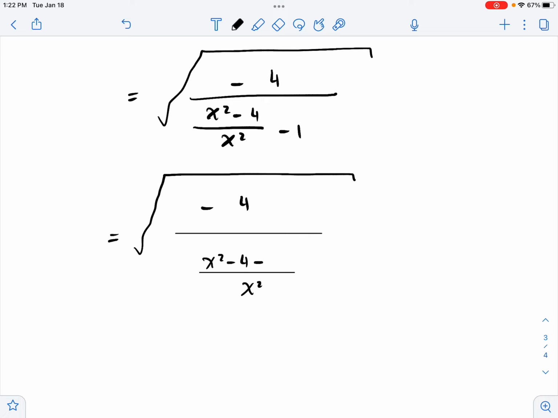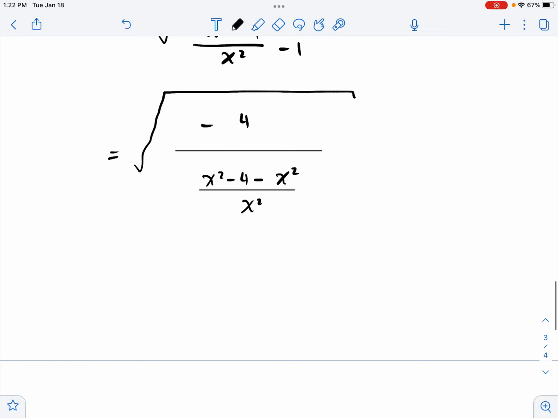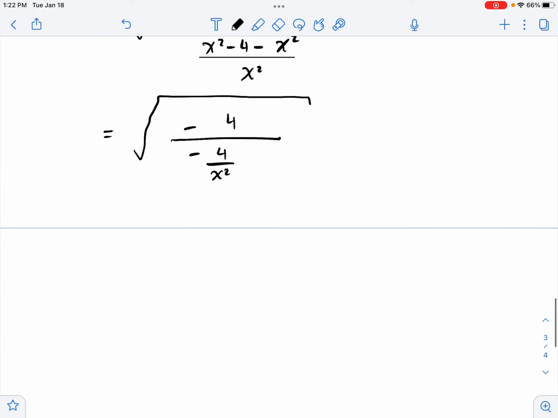And I will have x squared minus 4, minus 1 goes into x squared times. So I will have x squared. And so I will work this out. I will have the square root of negative 4 all over x squared minus x squared is 0. So I have minus 4 all over x squared. And so I have the square root of, this is minus 4 over 1, that's my numerator, times the inverse of the denominator, which is minus x squared all over 4.